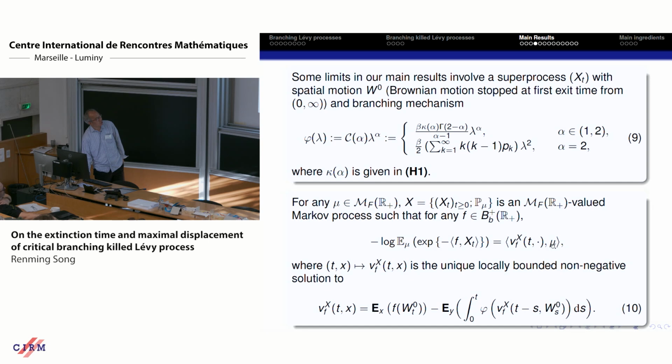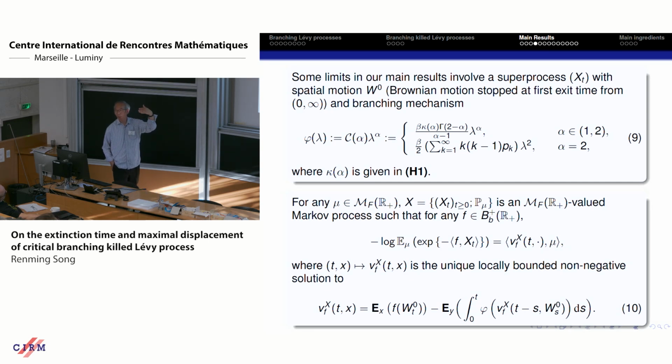This is the integration of the initial measure against a certain function, where this function is the unique locally bounded non-negative solution to that equation here. Of course, that's the spatial motion, or absorbed Brownian motion, and that's the branching mechanism that appears. Okay, this is our super process.